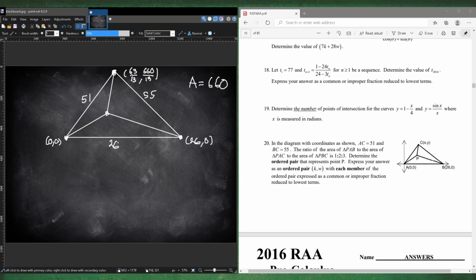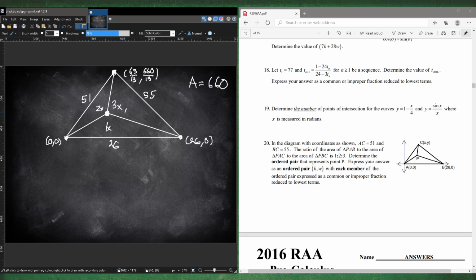Now we can find our value for p. We could do the same thing here because this is just another triangle. So base 26 times our height divided by 2 is equal to our area. And remember the ratio, this is 1x to 2x to 3x. So the area of this is 1/6 of the entire thing because 1 plus 2 plus 3 is 6. So 660 divided by 6 is 110. So 110 times 2 divided by 26 should give us our height, which is 110 over 13. So we know this value.